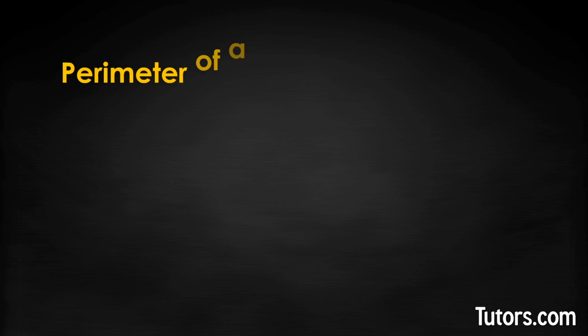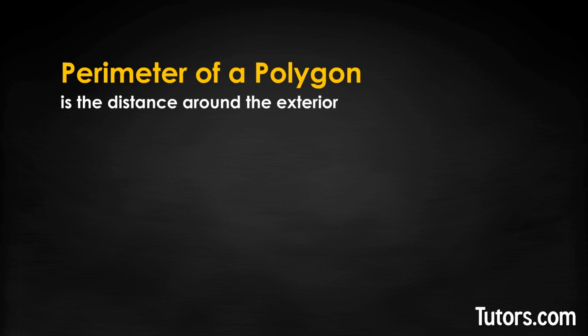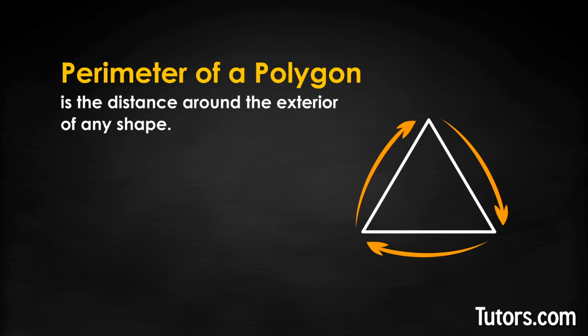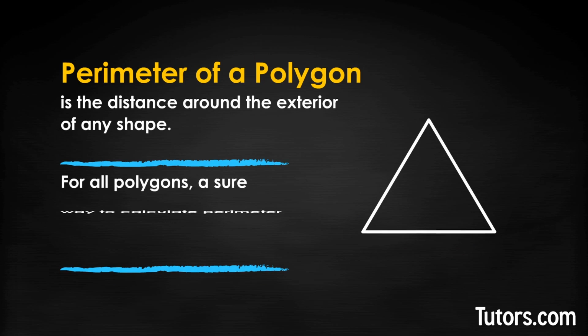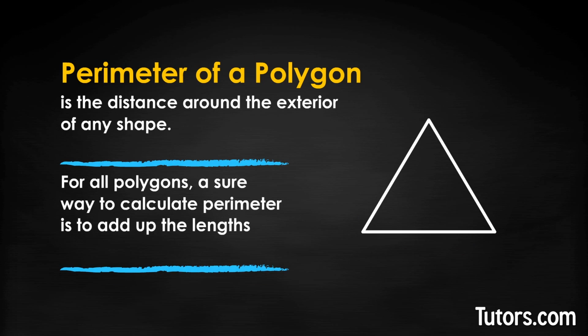What is the perimeter of a polygon? Perimeter is the distance around the exterior of any shape. You can also easily measure the perimeter of all polygons, whether they are regular or irregular polygons. For all polygons, a sure way to calculate the perimeter is to add up the lengths of all the sides.